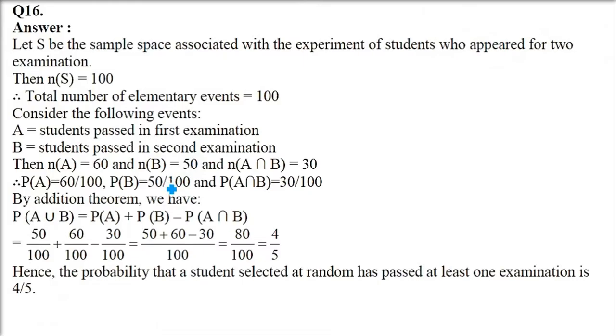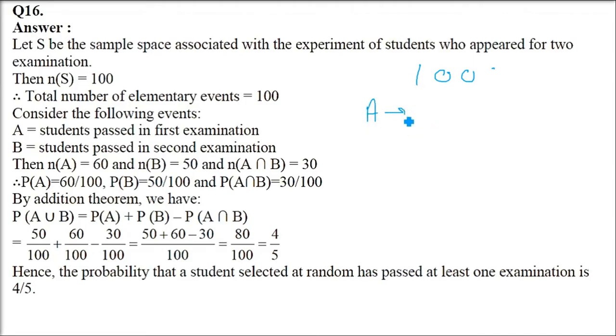Question number 16. 100 students appeared for 2 examinations. 60 passed the first, 50 passed the second, and 30 passed both. Find the probability. There are 100 students, so this will come in the denominator. The total number of cases is given directly. Find the probability that a student selected at random has passed at least one examination.